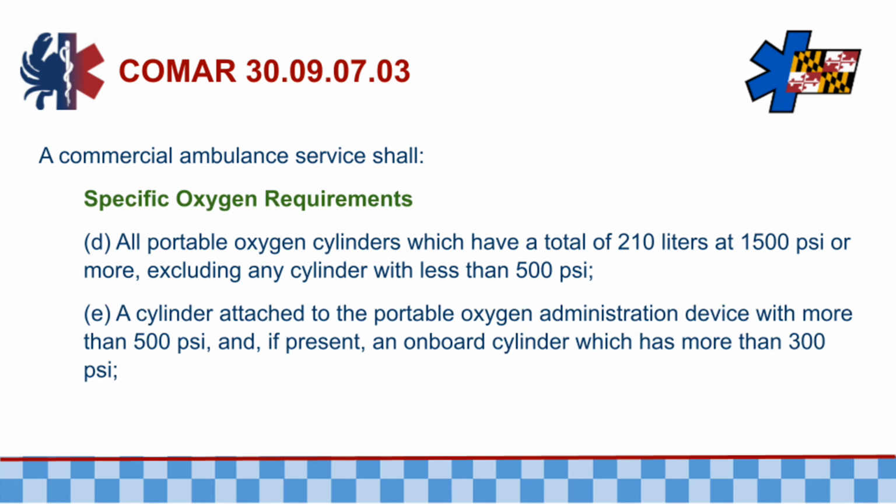Specific oxygen requirements for each ambulance include: all portable oxygen cylinders on board the ambulance must equal a total of 210 liters at 1,500 psi or more, and at least one oxygen cylinder with an administration regulator attached. Portable oxygen cylinders should be removed from service when the pressure level is at or below 500 psi so that they can be cleaned, inspected, and refilled.